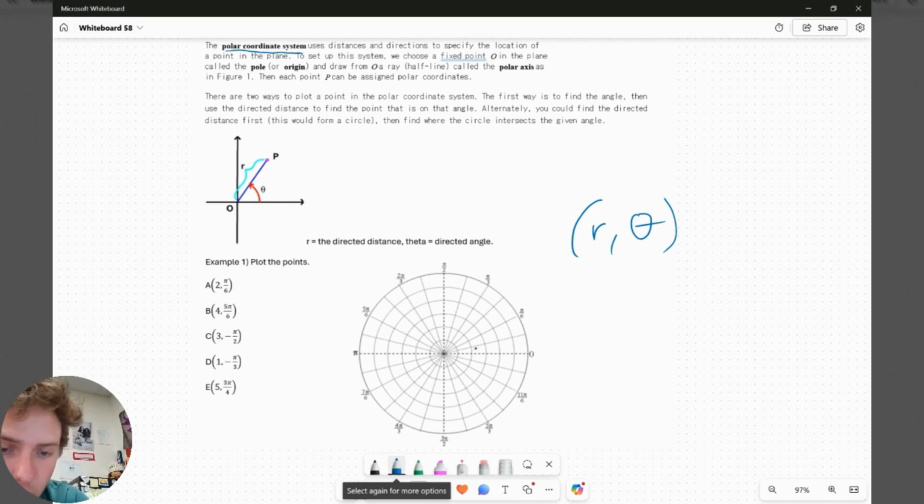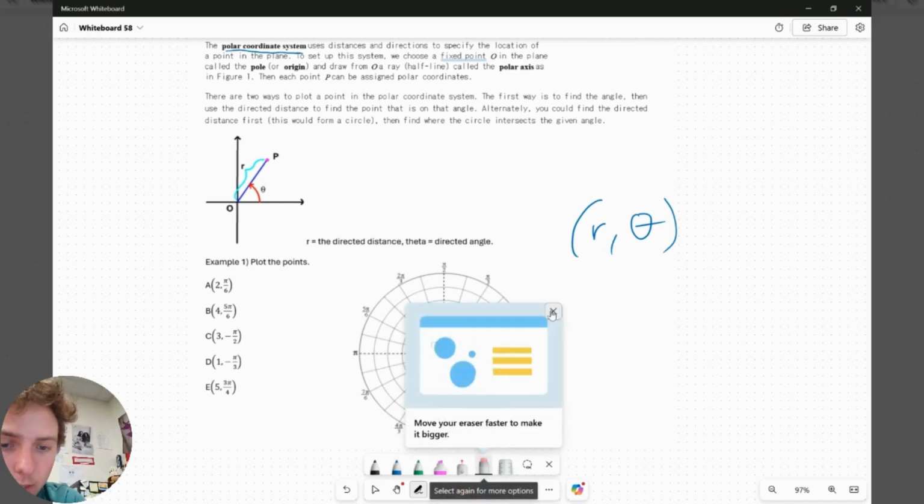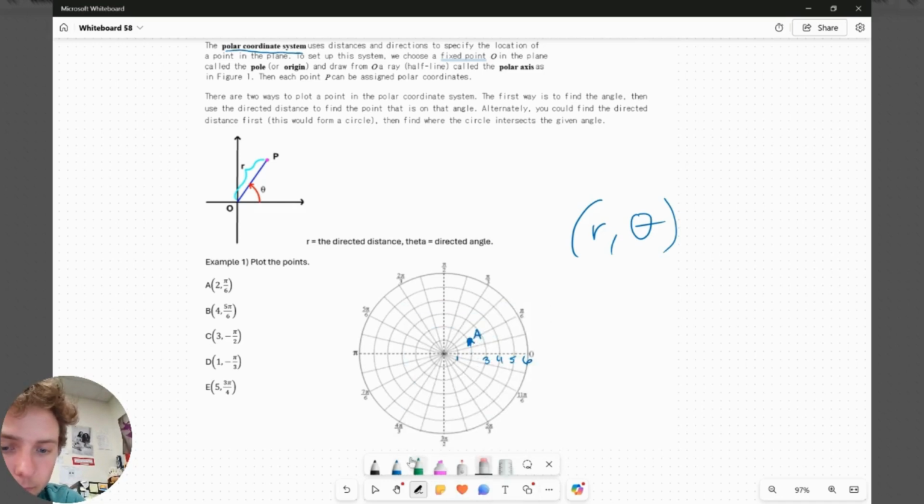So what we're going to do is go out to where the radius is 2, which is right over here. And then we're going to rotate pi/6 from that spot. So we go from here, we rotate pi/6, and we know that coordinate A is just right here then. Same idea with B. You can go to where 4 is, and then you can rotate it along that circle, creating an angle of 5pi/6. Here would be coordinate B.